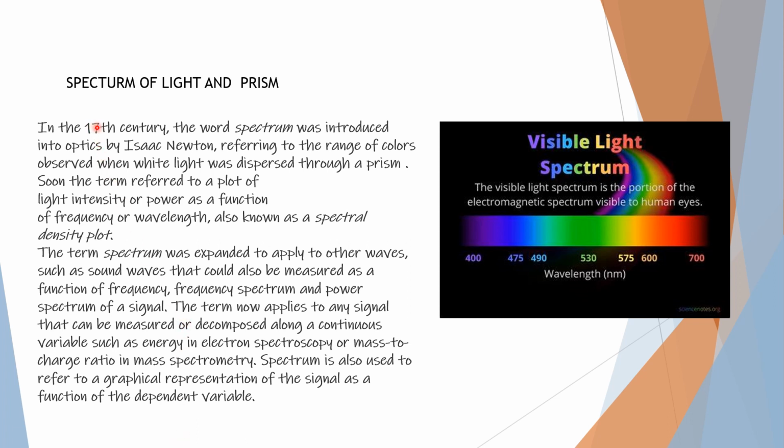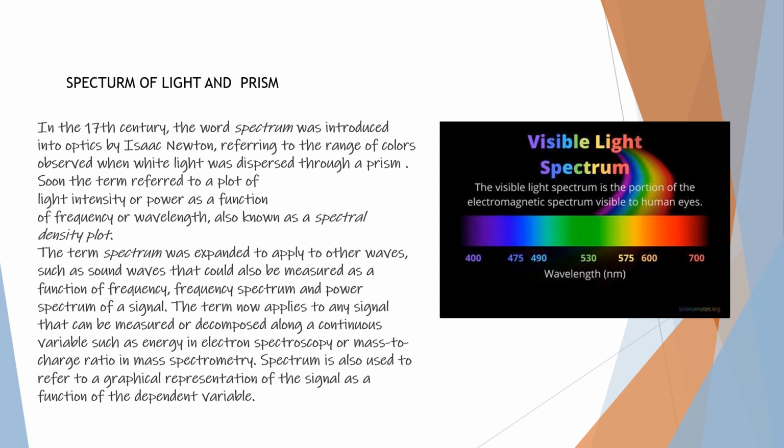In the 17th century, the word spectrum was introduced by Isaac Newton, referring to the range of colors observed when white light was dispersed through a prism. Soon the term referred to a plot of light intensity or power as a function of frequency or wavelength, also known as a spectral density plot. The term spectrum was expanded to apply to other waves such as sound waves that could also be measured as a function of frequency, like the frequency spectrum and power spectrum of a signal.